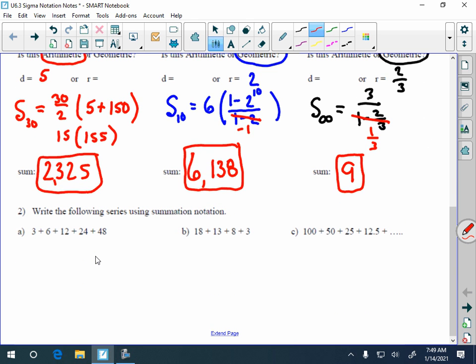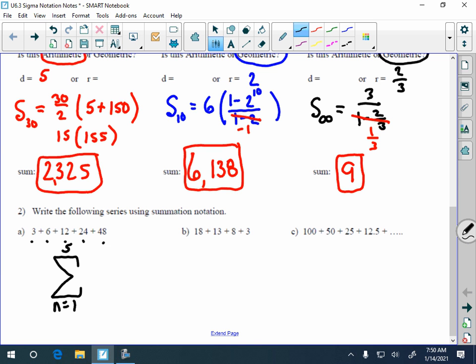All right, and then the last one is number 2. We're going to do the reverse. They give us the series, and we're going to write it in sigma notation. All right, so the first thing we do is write the symbol, or draw the symbol. We're going to always start it with n equals 1. Now on the top, we have to come up with the number of terms that we have. So we count them up. We can see we have 1, 2, 3, 4, 5. So 5 goes on the top.